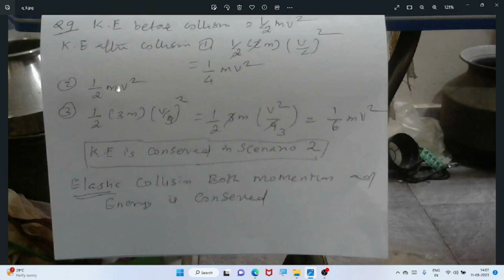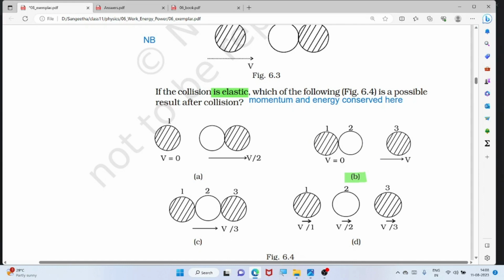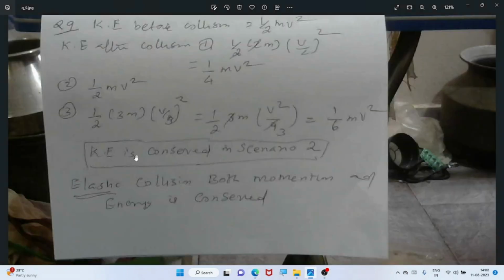This is the total kinetic energy. Sorry, this is case 1. So half into mass into velocity v by 2. The 2 cancels out. This is 1 by 4 mv square for case 1. For case 2, we have v. And in case 3, we have v by 3. So v, this is mv square, for case 3.